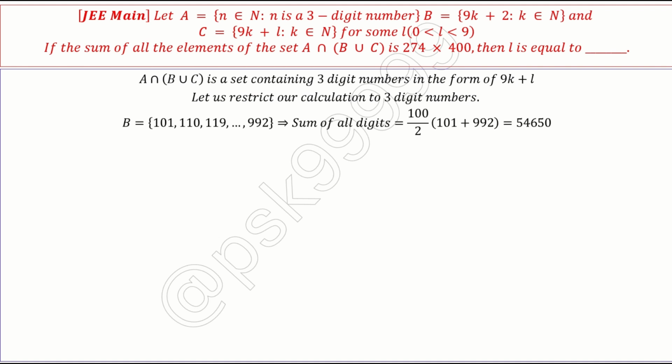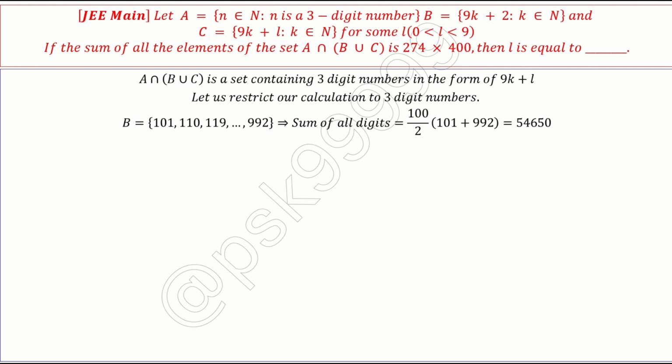B is equal to this value. If you take k equal to 11, 99 plus 2, which is 101, is the starting value, and then you keep on adding 9 up to 992. These are all the 3-digit numbers possible with 9k plus 2. So the sum of all elements, there are 100 elements, is 100 by 2 into 101 plus 992, which is 54,650. Definitely this is not equal to the given value. This is a much bigger value than this one. So there is some other L possible.